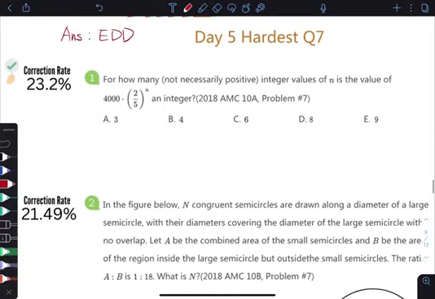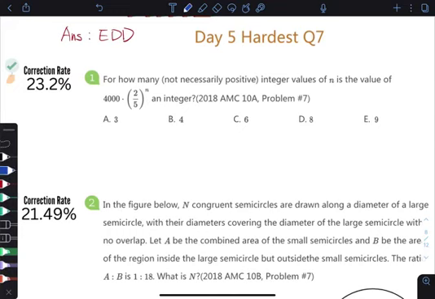For how many not necessarily positive integer values of n is the value of 4000 times 2/5, raised to the nth power, an integer? Alright, so first of all, we notice that if n is a positive number, then you just need to find out how many 5s we can factor out from the number 4000. And instead, if n is a negative number, 2 will be the new denominator, and you're going to be looking for how many 2s we have.